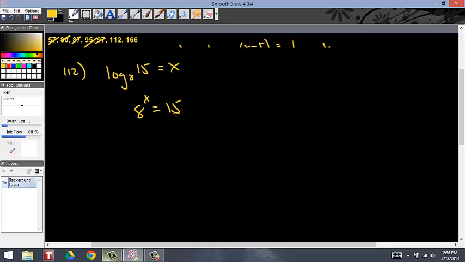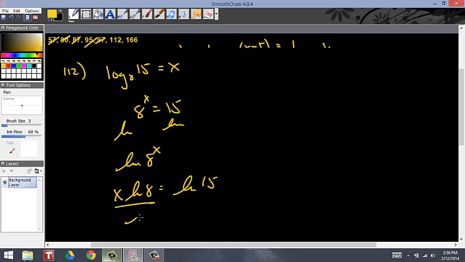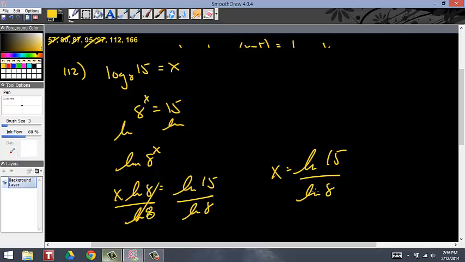Do 8 and 15 have a common base? If they don't have a common base, what do I do with them? Natural log both sides, right? So I get ln of 8 to the x, which is x ln 8 equals ln 15. Solve for x by dividing by ln of 8. So I get x equals the natural log of 15 over the natural log of 8.